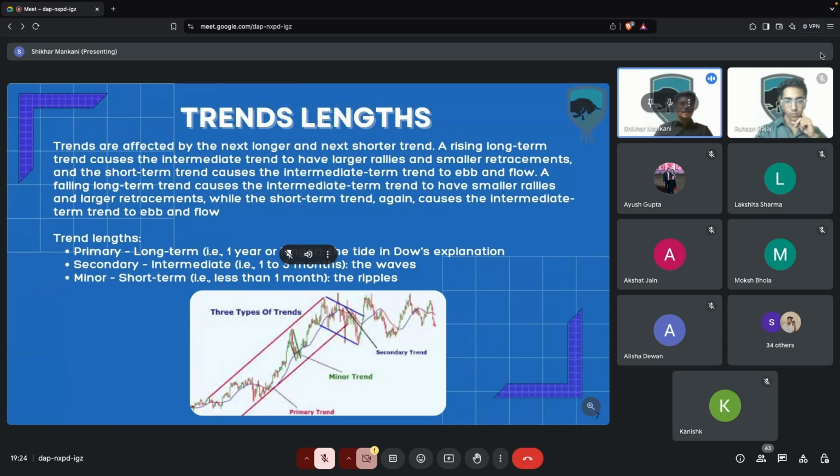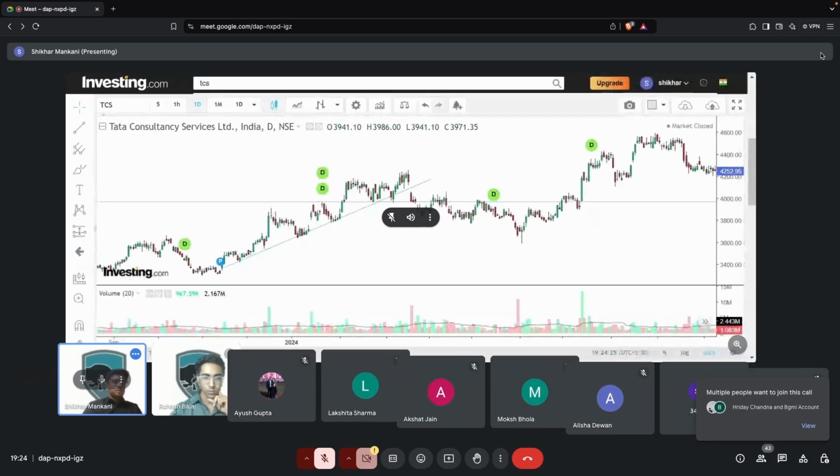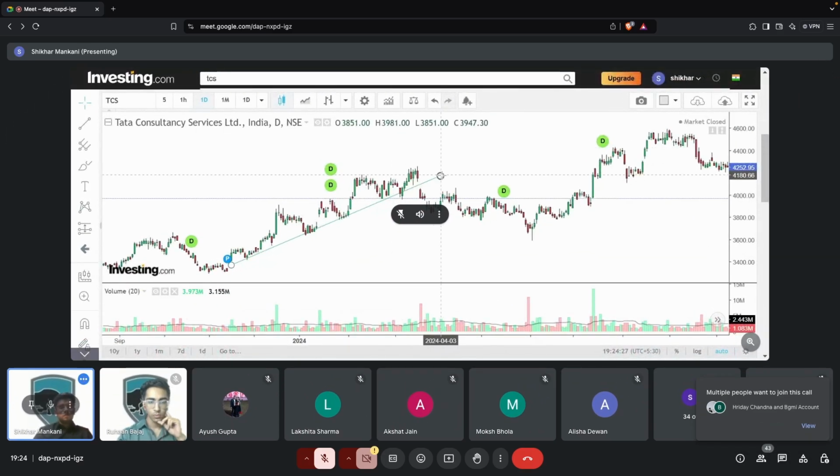We can open charts in various softwares and various websites. We have investing.com, TradingView, and some are paid ones, but these are not. I'll be using investing.com today for my analysis. Just share my screen again. So first, let us discuss an uptrend.